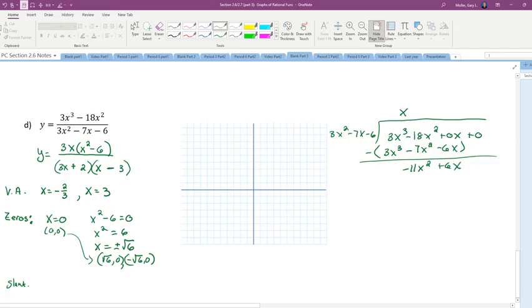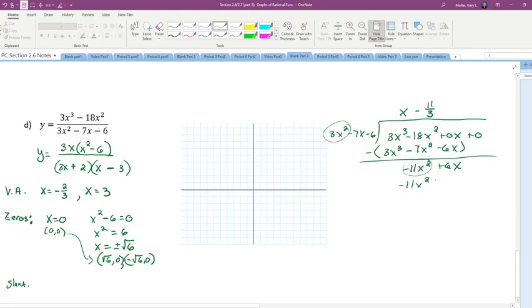Ooh, ugly. How do I turn a 3 into a negative 11? I would have to multiply it by negative 11 thirds. Or, said another way, just divide 11x squared by 3x squared. Either way, you get negative 11 thirds. Multiply, and the 3's cancel, negative 11x squared, as designed.